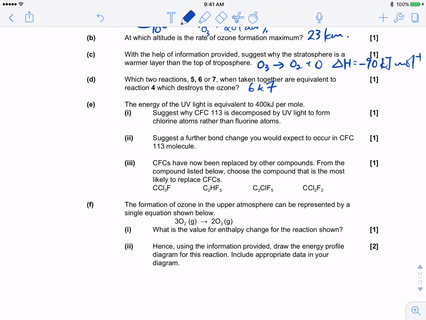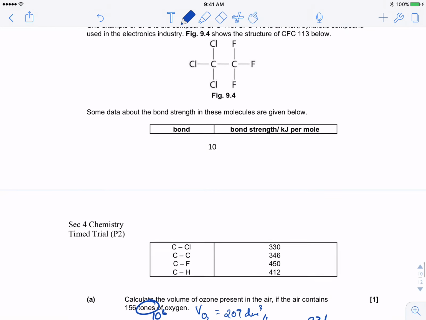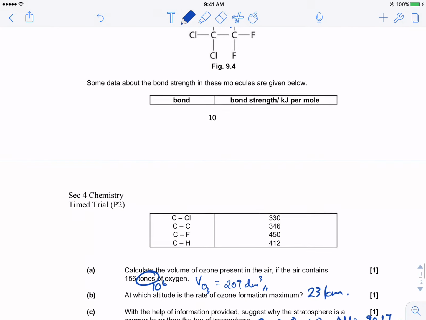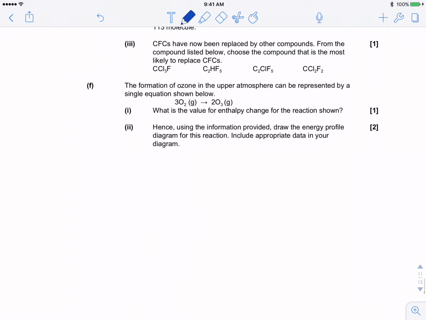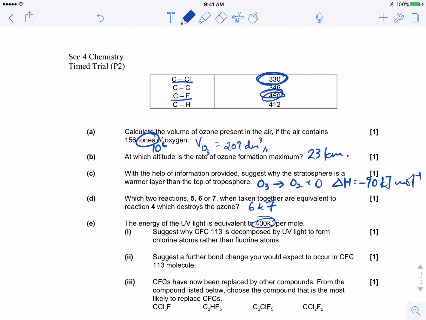Okay, next, E part 1. Energy of UV light is equivalent to 400 kJ per mole. Suggest why it is decomposed by UV light to form chlorine atoms rather than fluorine atoms. Then you go back to this chart again. Now, it can either break off a C-Cl bond or a C-F bond. Let's look at the bond strength. A C-Cl bond, this is how strong it is. A C-F bond, this is how strong it is. So UV light is 400 kilojoules per mole, has sufficient energy to overcome this, but not to overcome this.